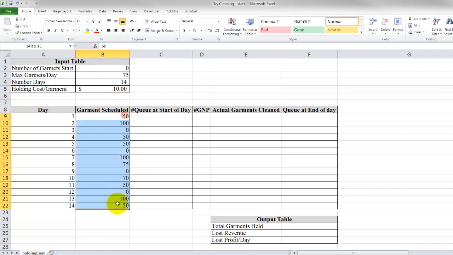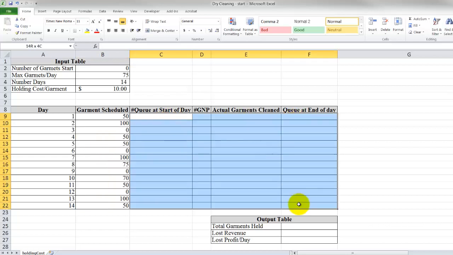Again, we have the schedule here, and we have to incorporate the logic within all of these cells that will reference these garments. So, for example, some cases we won't have any Q at the end of the day because we'll be able to process everything that was scheduled. In other cases, for example, day 2, we're scheduled to do 100, and we know going in that we're going to actually have some held at the end of the day.